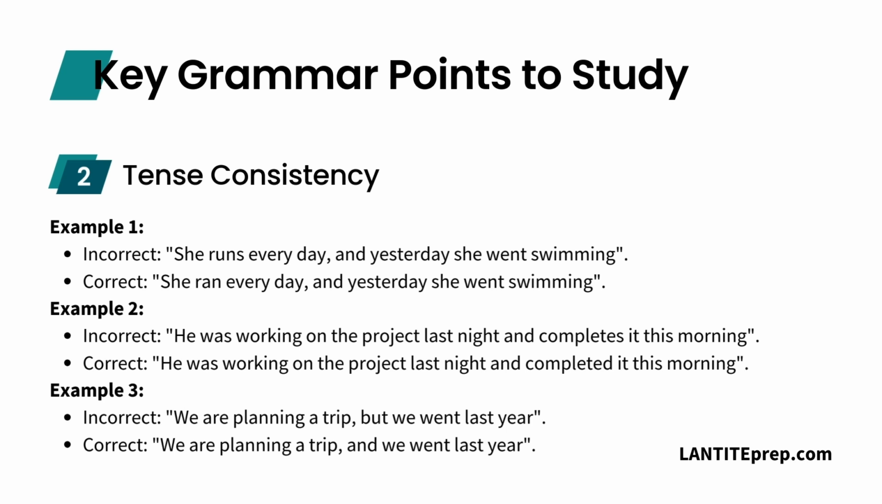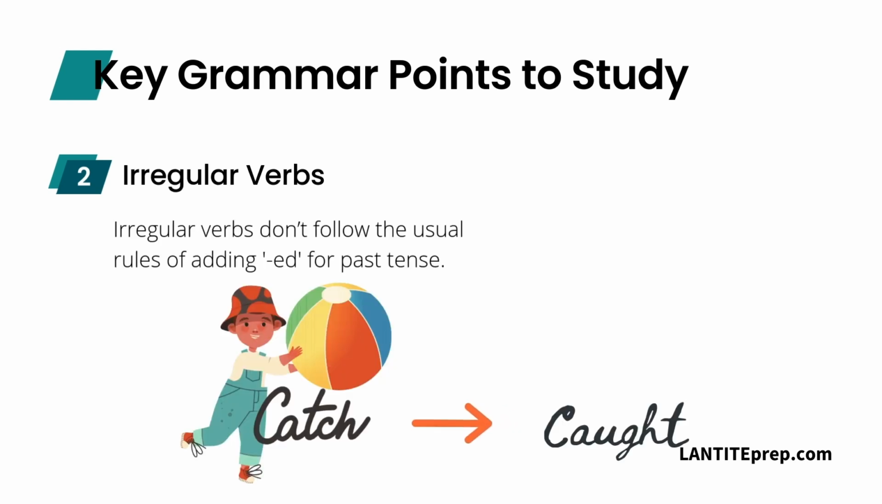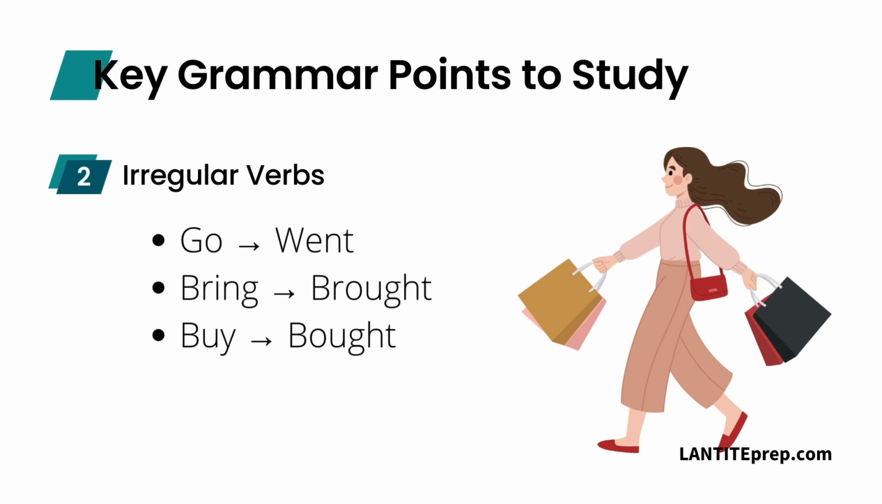Excellent. Let's keep this lesson moving with the next topic, which is irregular verbs, which we discussed in our previous spelling lesson. Recall that irregular verbs don't follow the usual rules of adding ed for past tense. Common examples include go, becoming went, bring, becoming brought, and buy, becoming bought.